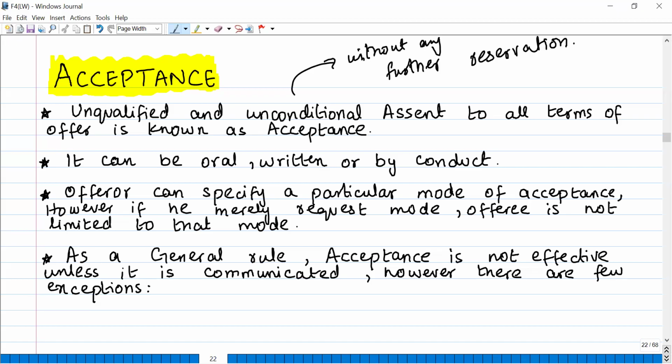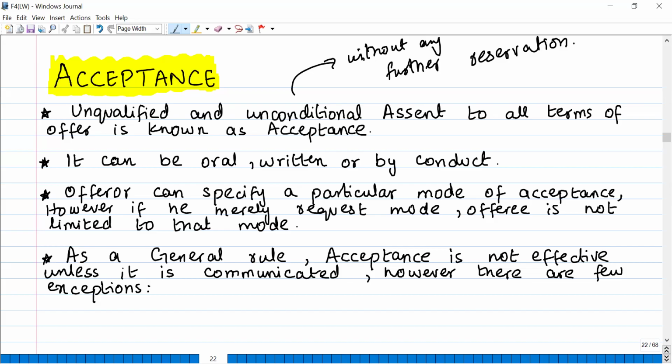For example, if I send you an offer, and in the offer I mention that you have to give your acceptance in writing, then you can make an acceptance in writing only. Why? Because I have specified that in this form I need acceptance. But if I just request you, if let's say I just say, if it is possible, make an acceptance to me in writing, then in that case, you can make an acceptance orally as well. You are not bound by that mode. So if the offerer specifies a particular way of communicating the acceptance, then you have to follow that. If he just requests it, then you are not bound to follow that mode. You can use other ways as well.